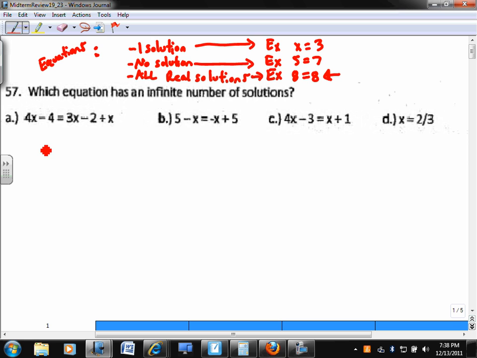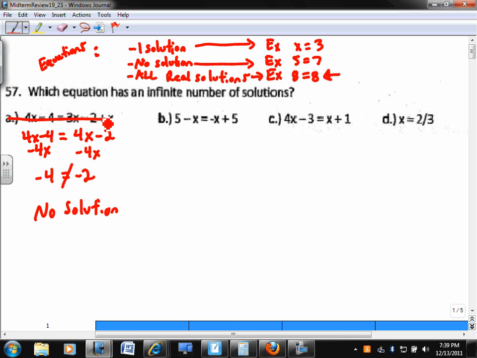So let's look. We need to simplify. So we have 4x minus 4 is equal to 3x minus 2 plus x. Well, 3x plus x is 4x, minus 2. Well, let's subtract 4x from each side. We have negative 4 is equal to negative 2. That's not an infinite number of solutions. That's no solution. Because negative 4 is not equal to negative 2. So, A is not our answer.